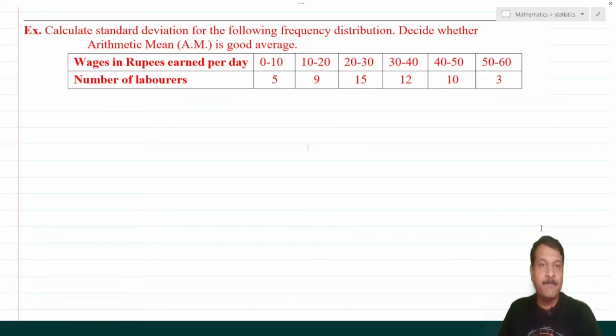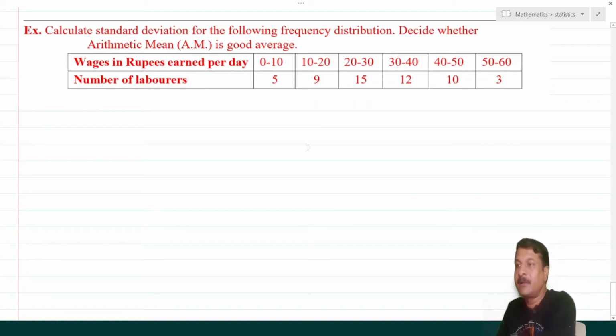Now the next example. Calculate standard deviation for the following frequency distribution. Decide whether arithmetic mean, means AM, is a good average. And here given table, that is the earning in rupees per day and number of labors, means here frequency is labor.